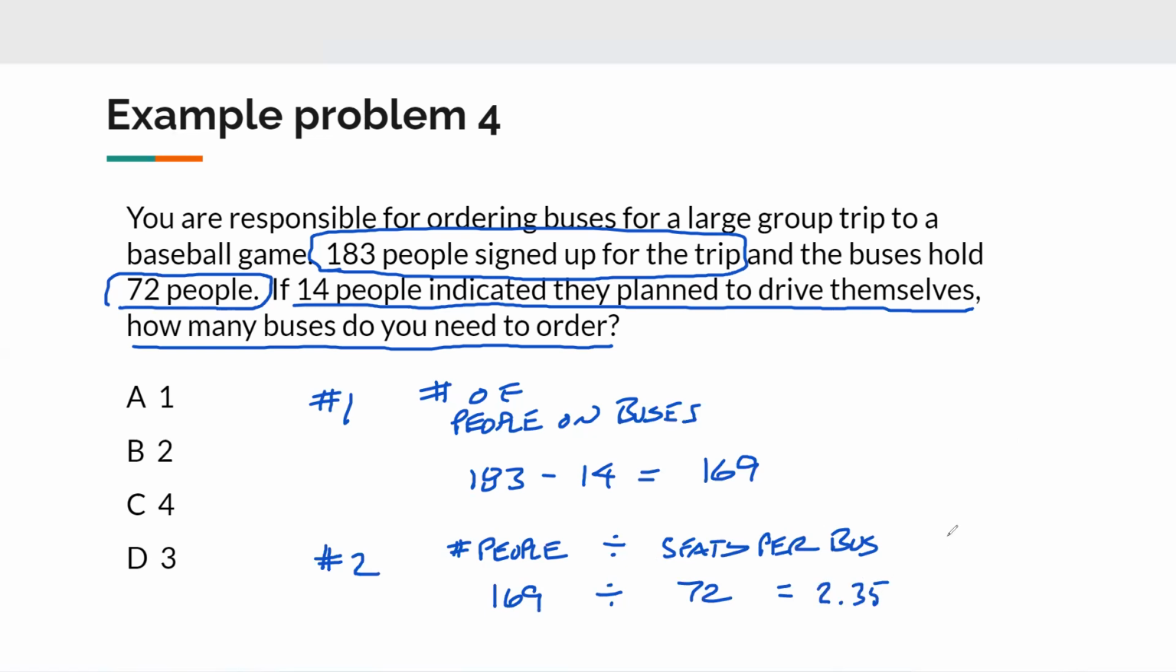buses. Now we can't order 2.35 buses. We have to round that up because 2 buses isn't enough. We're going to need a 3rd bus to accommodate some of these people. So this is the kind of word problem where you need to do a little bit of rounding at the end in order to come up with a practical answer. So 2.35 rounds up to 3. Our answer is D, 3 buses.